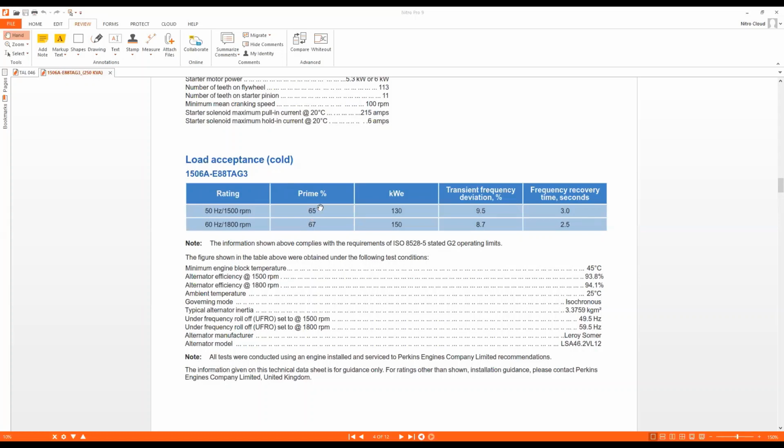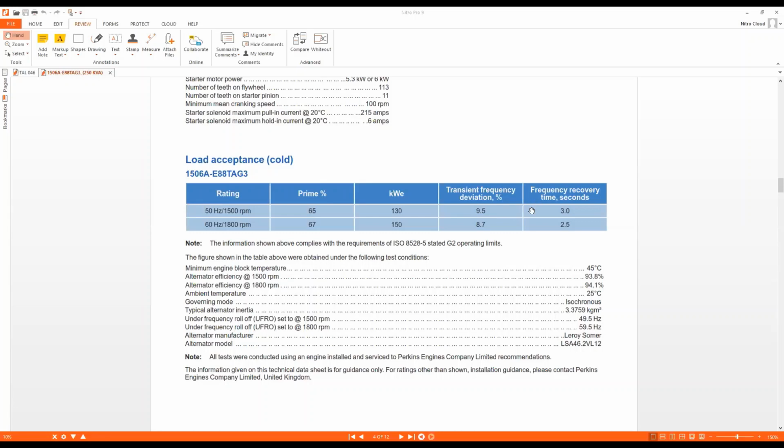Now, it says here that at 50 Hertz or at 1500 RPM, if I apply 65% of my prime rating in a single step, so from 0, suddenly I apply 65% of my engine rating or my genset rating, I will experience a transient frequency deviation of 9.5%.